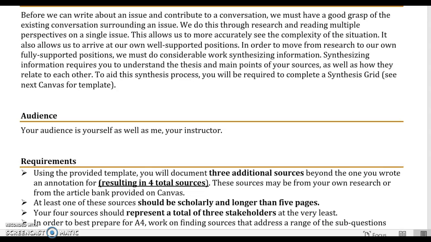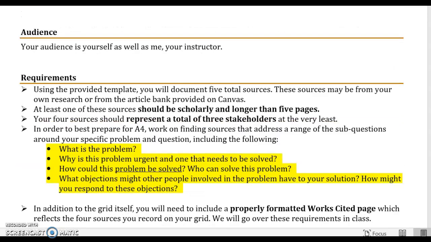All right, so this is the assignment prompt for the synthesis grid. And the synthesis grid is really meant to help you make sure that you are, number one, really taking the time to closely read your sources, but also that you are researching multiple perspectives on this issue. So your audience is going to be yourself, because it really is a tool to help you, as well as me as your instructor. It is an academic genre. And then some of the requirements of the genre.